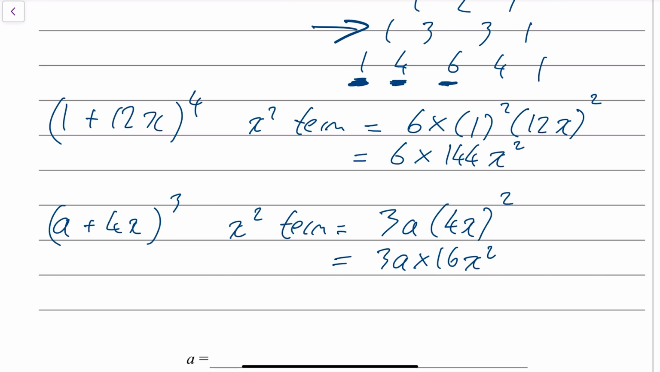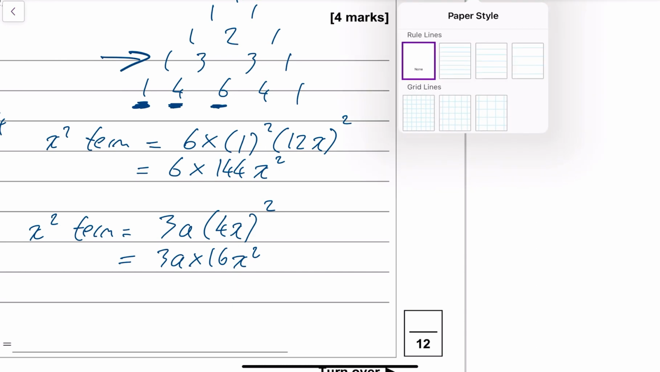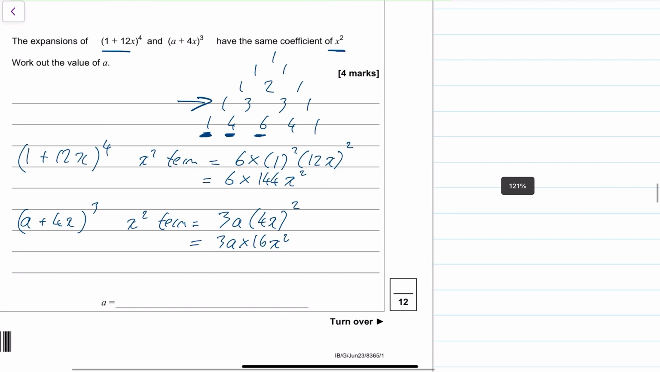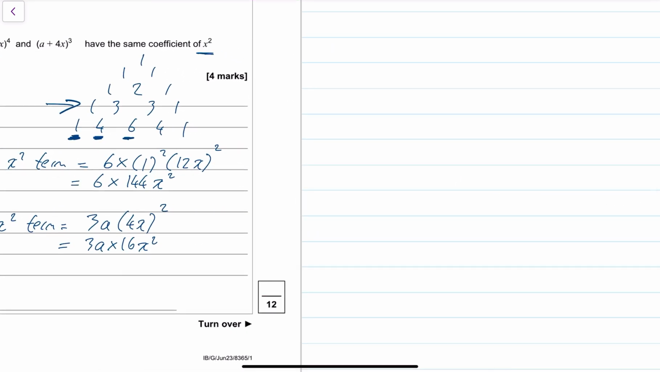I'll work with this. Okay, now I've had to go across the page. I've run out of space. Now these two things are equal. Sorry, it says that they have the same coefficient. So that means 6 times 144 is equal to 3a times 16. I'm just going to write that down and zoom it in. So 6 times 144 is equal to 3a times 16.